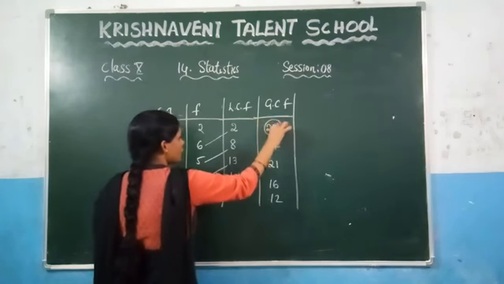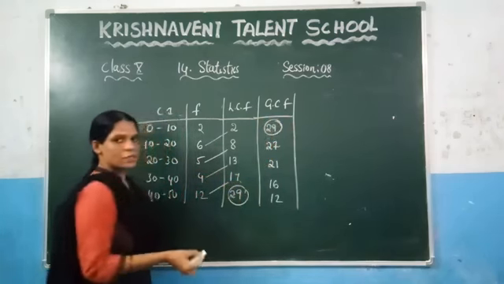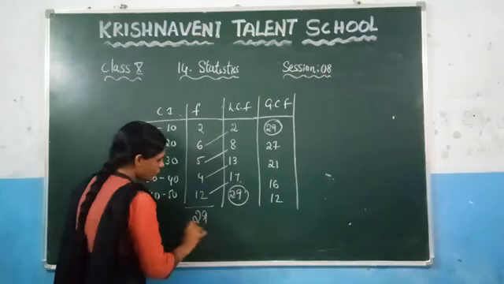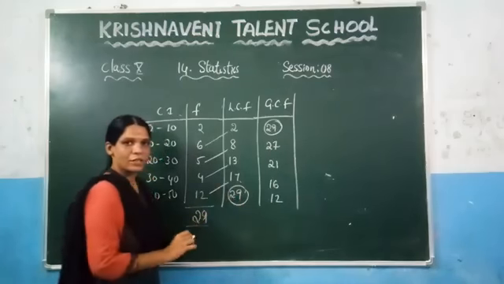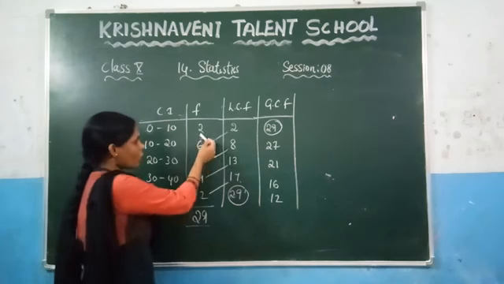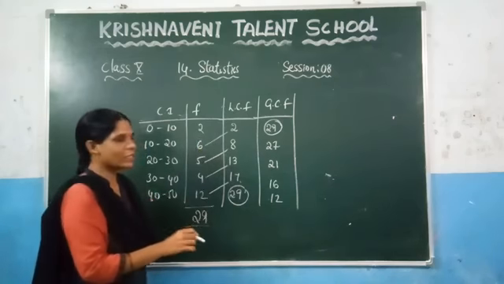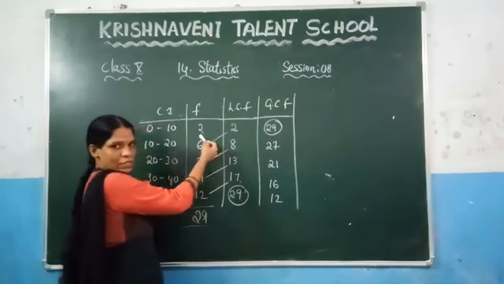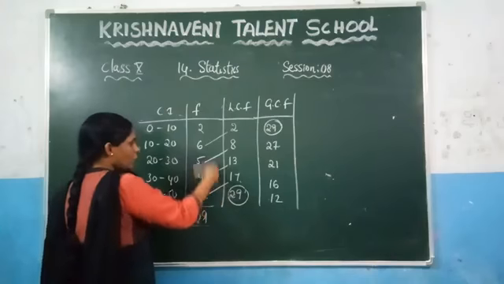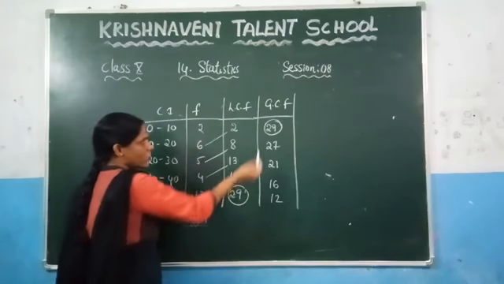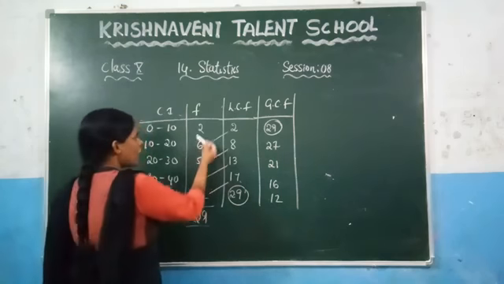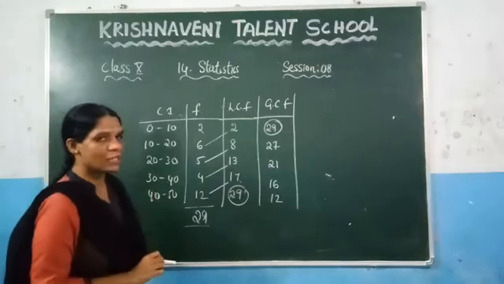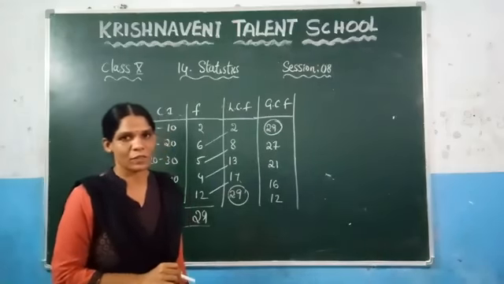Here you can observe that these two values are the same. Why? Because how do you get the cumulative frequency values? After adding all these frequencies, you will get 29. That will be the last value here. Because we are adding all these preceding frequencies, so that you are getting the cumulative frequency. Here also we are doing the same thing. We are adding all these frequencies, but we are going from bottom to top. While adding from bottom to top, we are getting greater cumulative frequencies, and while adding from top to bottom, we are getting less cumulative frequencies. This is the difference between the less cumulative frequency and the greater cumulative frequency.